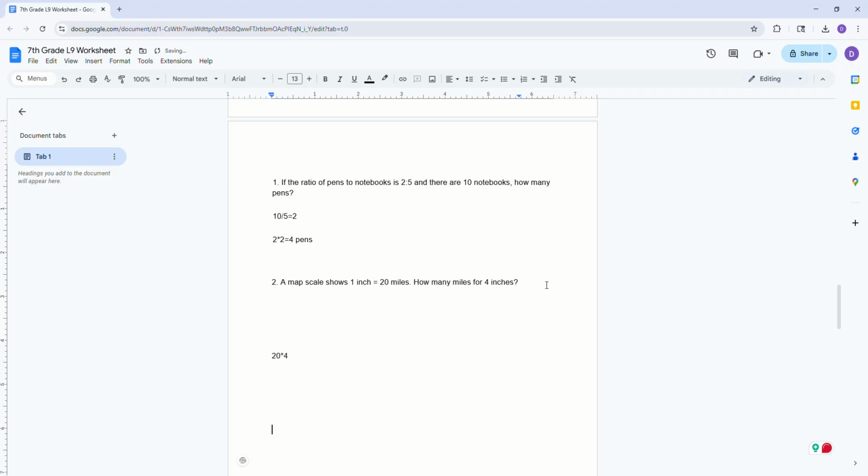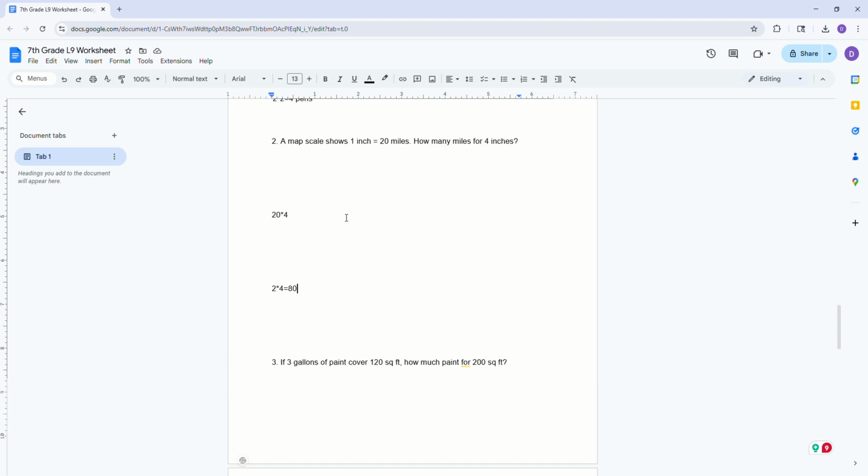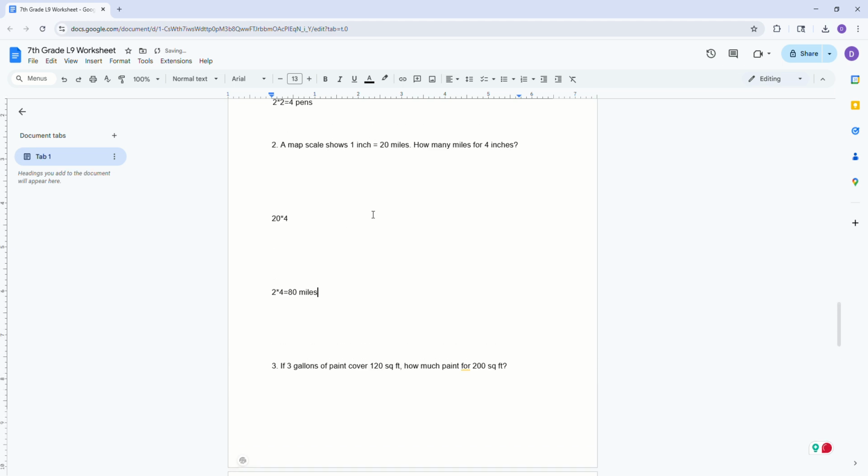A simple way we could do it is 2 multiplied by 4, which would equal 8, and then we would add a 0 because we didn't put the 0 here. So it'll be 80 miles for 4 inches.